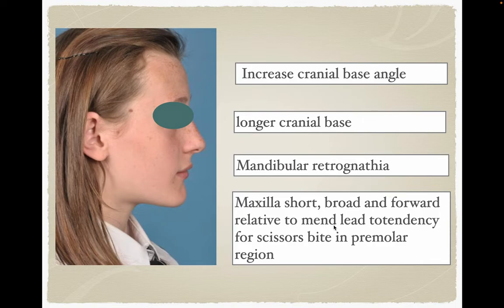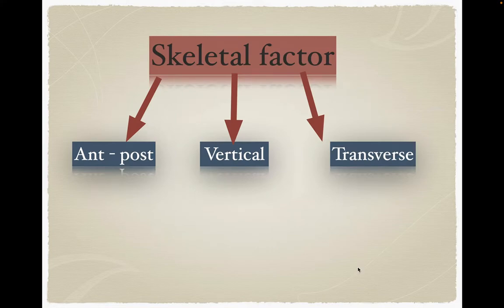How is that? Now, when the maxilla is positioned more forward, it means that the maxilla is occluding with a narrower part of the mandible. So that will give a scissor bite. And on top of that, the maxilla is wider as well. So when you see a patient with a class 2 division 2, you're going to see that the maxilla is wider. All of that will help the development of a scissor bite for this patient.